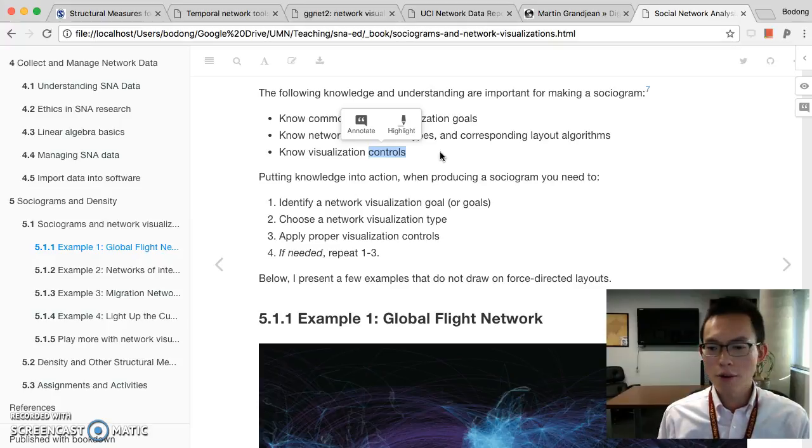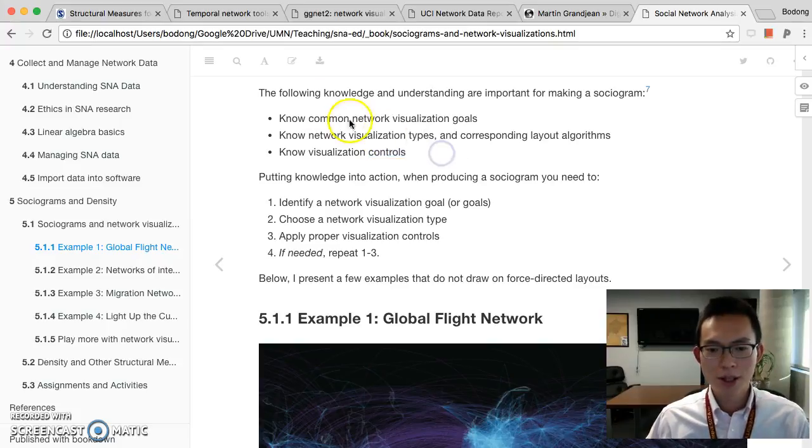And how would you use those controls to achieve your goals? So those are very specific aspects of making sociograms, and I hope you can keep exploring, not only in this week, but also for the rest of this class, to become familiar with them, and then try to use your research project as opportunities of making decisions on those specific visualization processes.